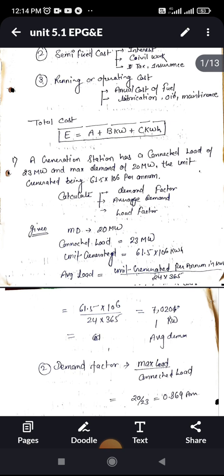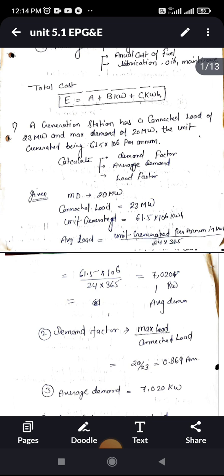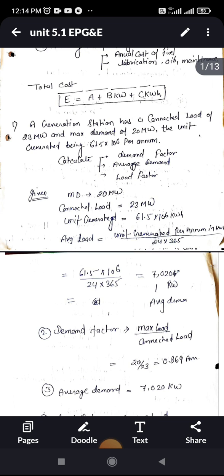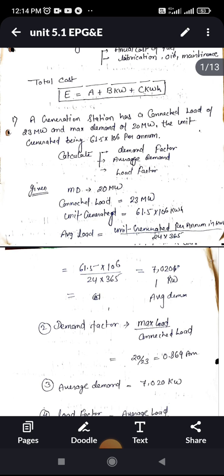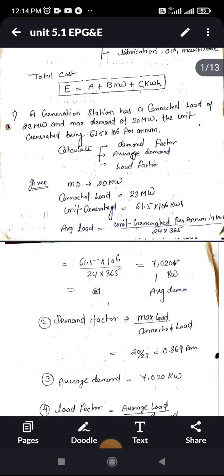So we are going to solve a numerical problem. A generation station has a connected load of 23 megawatt and a maximum demand of 20 megawatt, the units generated being 61.5 into 10 to the power 6 per annum. Calculate the demand factor, average demand, and load factor.